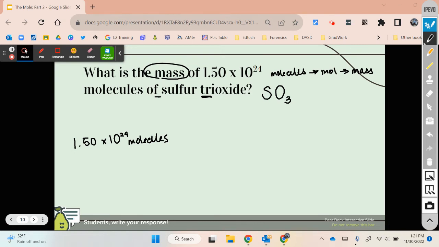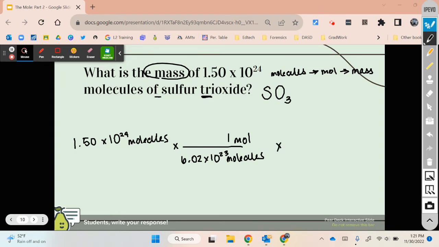What I'm going to need to do to solve this is first convert molecules to moles. So I'm going to be using Avogadro's number because I can figure out how many molecules are in 1 mole, because I know it's 6.02 times 10 to the 23rd, okay? So I always know that conversion factor. That's never going to change.